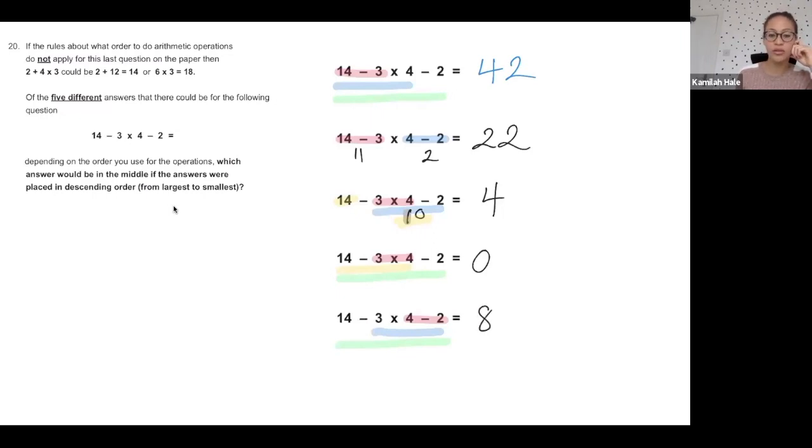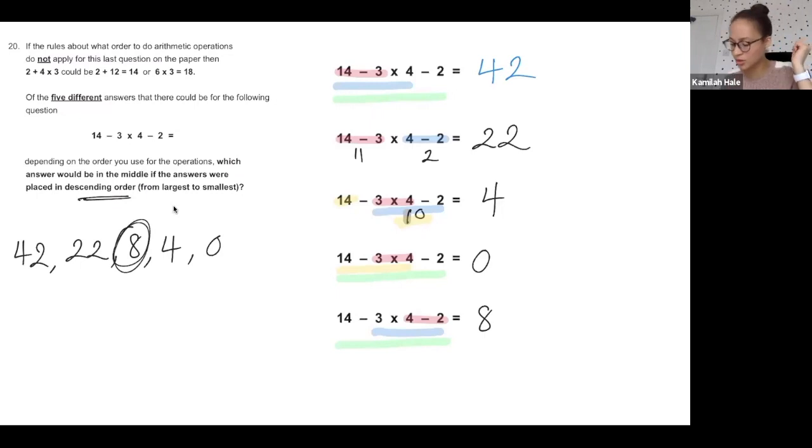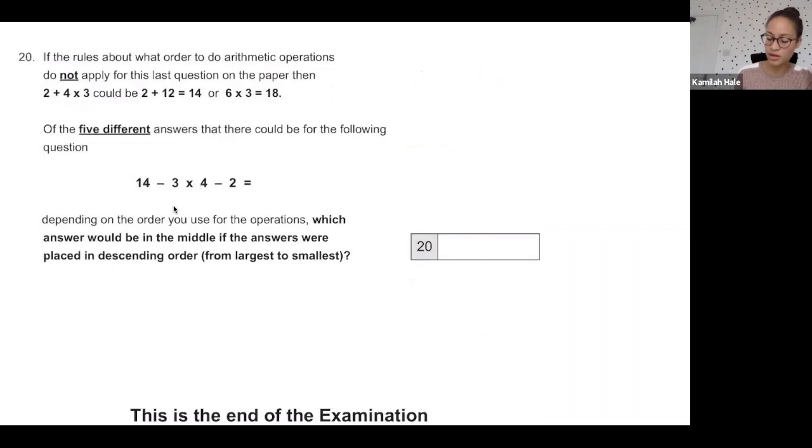Okay, so those are our 5 numbers. And it says put them in descending order, although it doesn't actually matter because it's in the middle. So 42, 22, 8, 4, and 0. And what's our middle number? 8. Good. So that last one, it's a lot easier than the usual number 20s. It was easier because they told us that you only get 5 different answers, so we knew when we could stop.